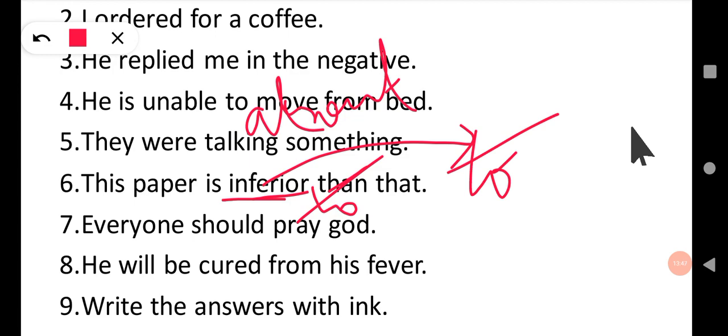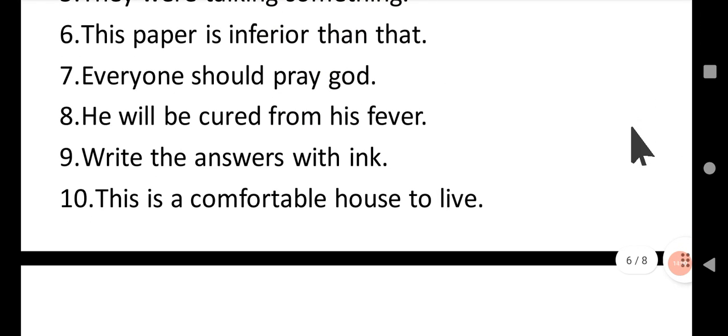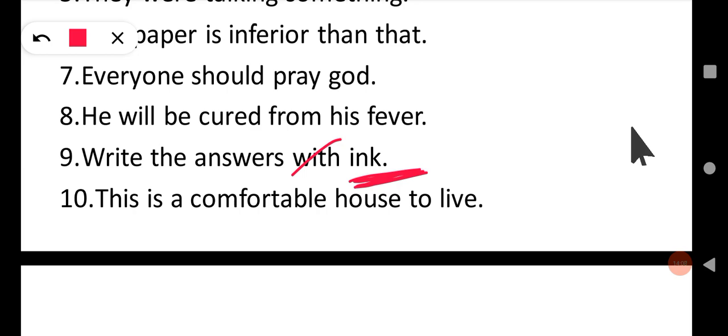Okay, next one, he will be cured from his fever. No, he will be cured of his fever, not from his fever. From is the regular error we use, but that is not the correct one. Next, ninth one, write the answer with ink. Not with ink. With pen you can say, but when you are using this word specifically, you have to say write the answers in ink, not with ink. That means use pen to write. Next, this is a comfortable house to live in again. At the end you should get in after live, right?